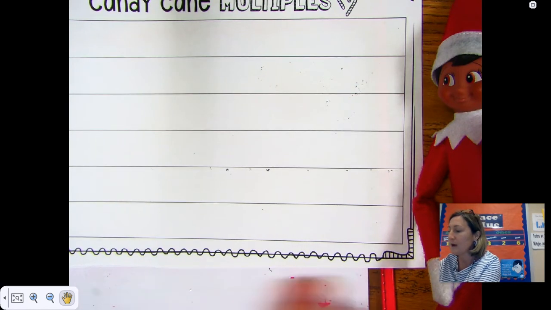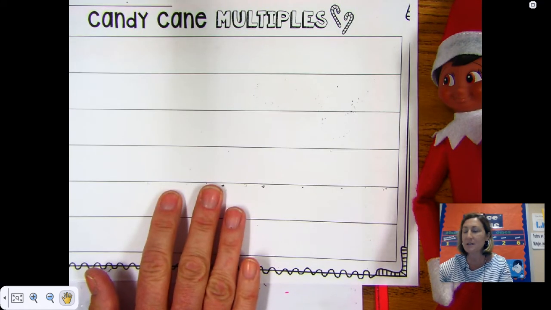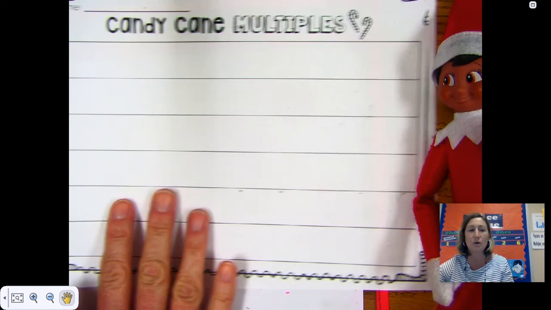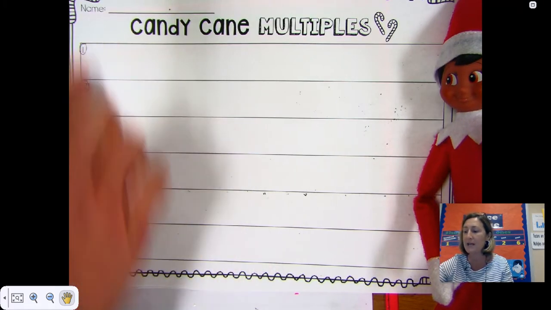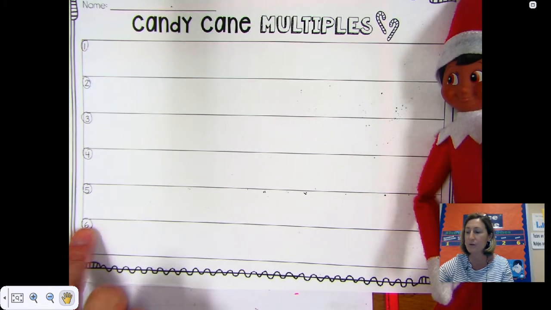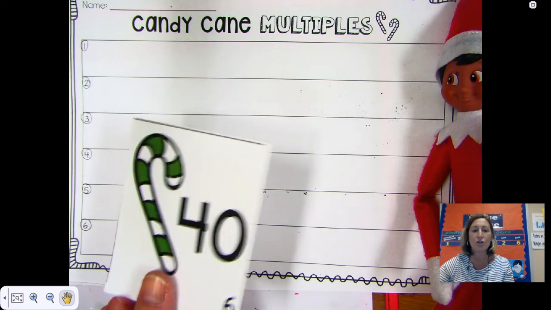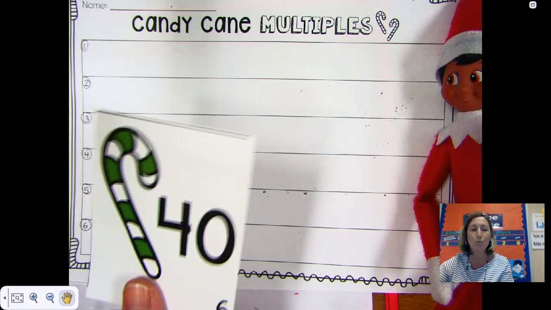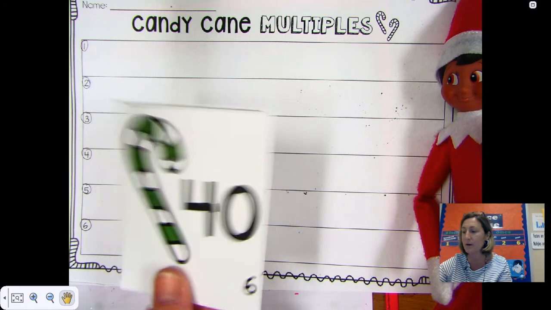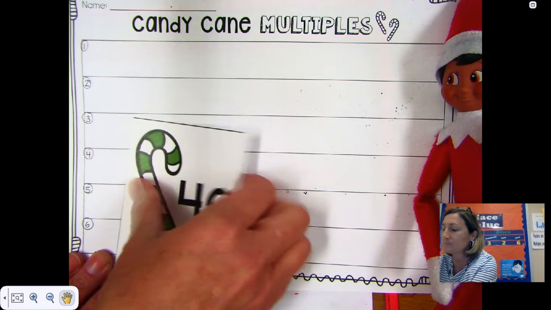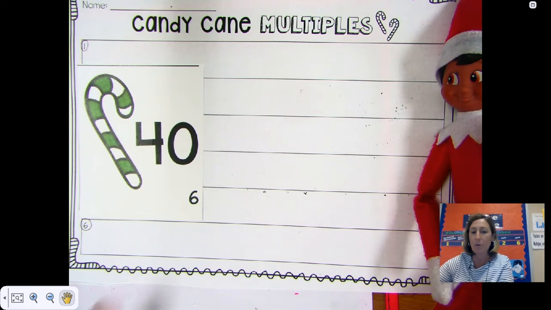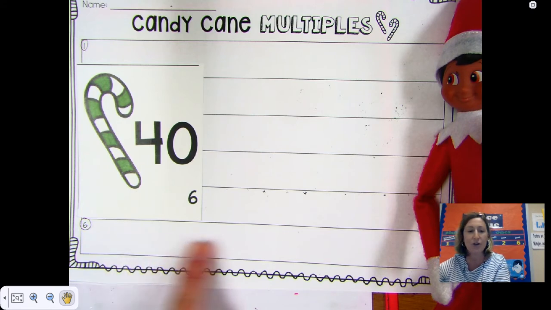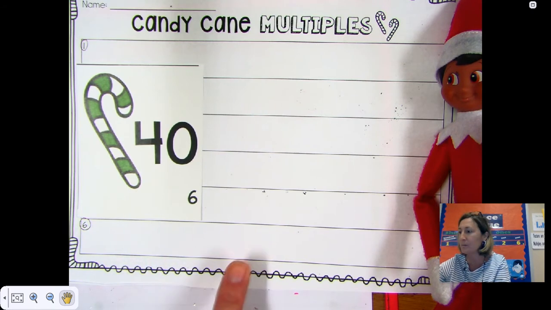Okay, so let's look at what you're going to be doing. You're going to be working with your candy cane multiples. So on your sheet, you will have 1 through 6. Now, your candy cane multiple cards will have a number down at the bottom. We're actually going to practice one that you're going to see on your sheet, just so you know how to do it. So if you had this right here, we would be looking at number 6 on your card, and you're going to be writing the multiples next to your number 6 line. Okay, next to your number 6 line.